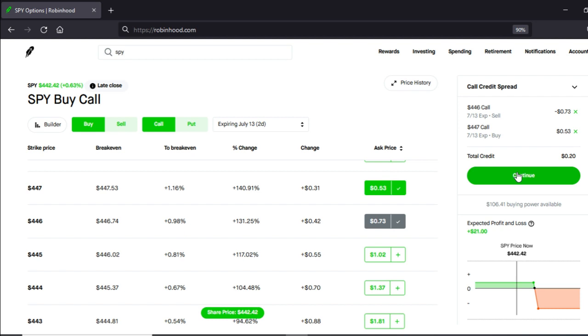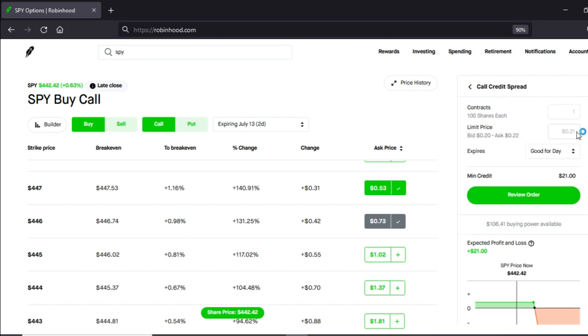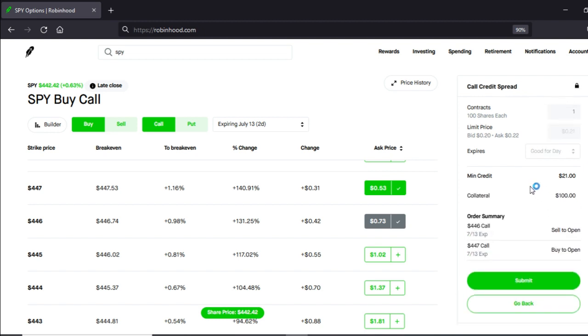Now I'm going to go ahead, I'm going to hit continue. We're going to choose the amount of contracts we want, which is 1, and we're going to go to review order. Now, like I stated previously, once we do this order, we're going to get revenue right away, which is going to be $21. Now, the reason why this is fluctuating is the market is pretty much still open. Now, that minimum credit we receive right away, that money is ours to keep no matter how this trade goes. Whether we win, lose, or the trade goes to the middle, that money is ours to keep no matter what.